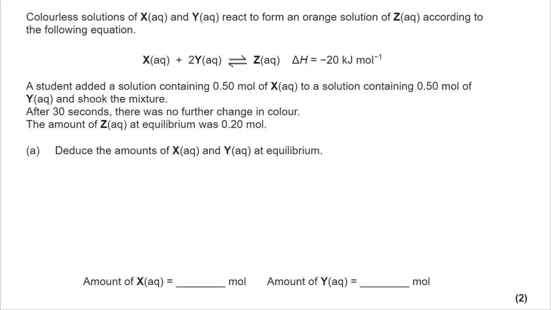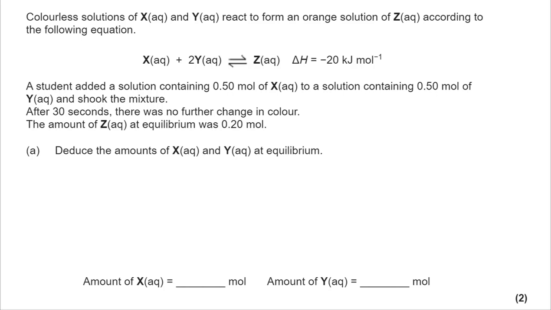So going back to the answers now, we have colourless solutions of X and Y making an orange solution of Z, and we've got the equation provided. We can see the enthalpy change, we can see the molar ratios of X and Y and Z. A student added a solution containing 0.5 moles of X to a solution containing 0.5 moles of Y and shook the mixture. After 30 seconds, there was no further change in colour. The amount of Z at equilibrium was 0.2. Deduce the amounts of X and Y at equilibrium.